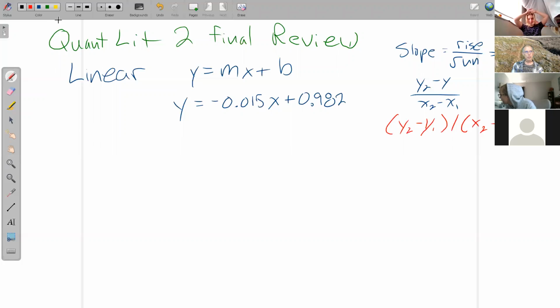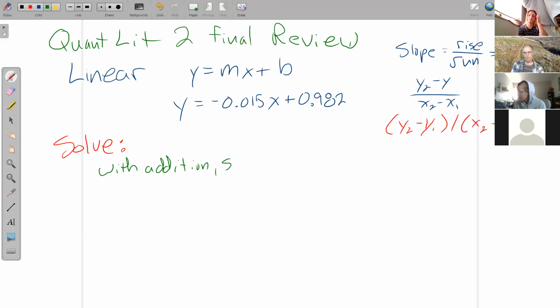When we solve linear equations, we solve them by using addition, subtraction, multiplication, and division. And that's it. They're the easiest kind of thing to solve. And we'll do some examples of this in just a second.